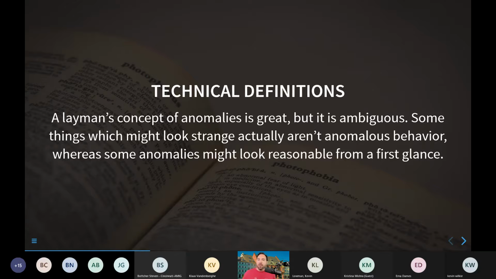"I'll know it when I see it" works really well in some circumstances. It works really poorly when programming machines. Machines don't know what they're seeing until we tell them what they're seeing. So some things that do look strange to us, though, may not actually be anomalous. It may simply be that's just the way things are.